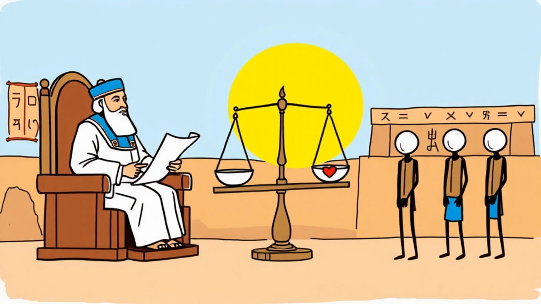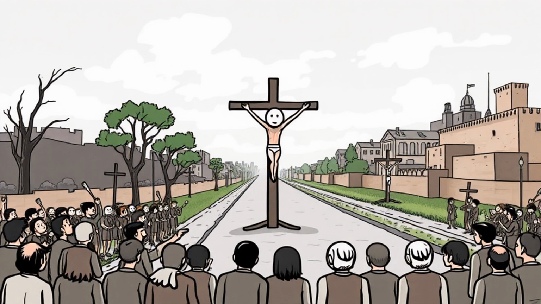Public executions were common across ancient civilizations. They served as theater, reinforcing state power and deterring crime. In Rome, criminals were sometimes crucified along major roads so everyone could see. In China, executions were held in public marketplaces, often by beheading, as a warning to others. The methods were brutal, but they were carefully chosen to maximize fear and control. In some cultures, the body was left on display for days, a grim reminder of the consequences.